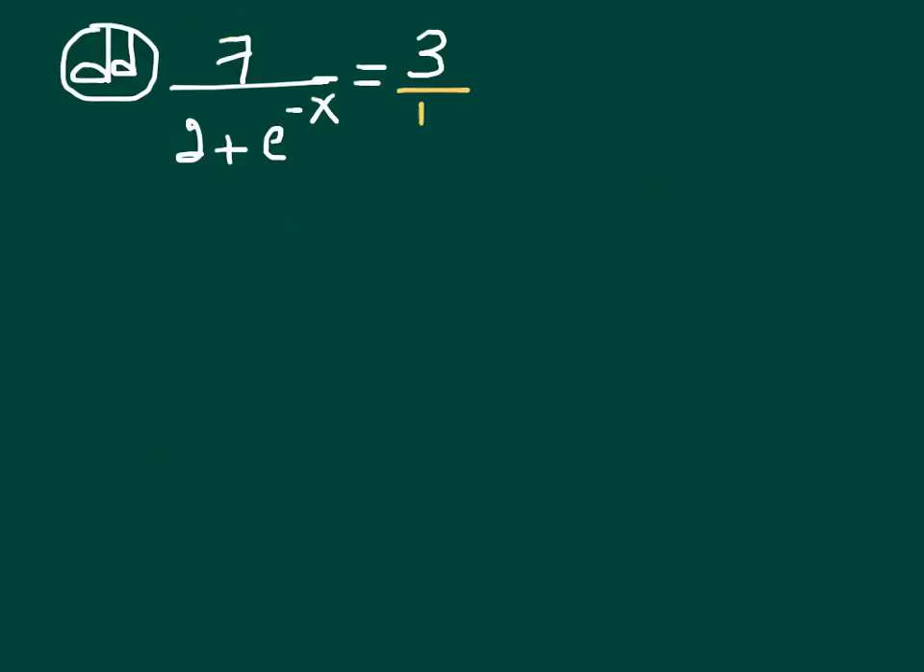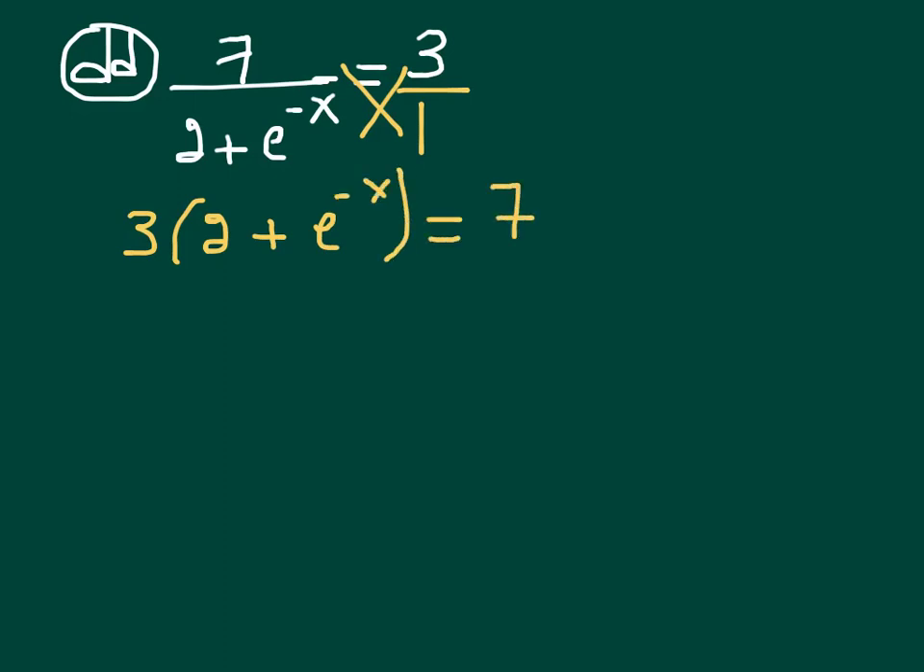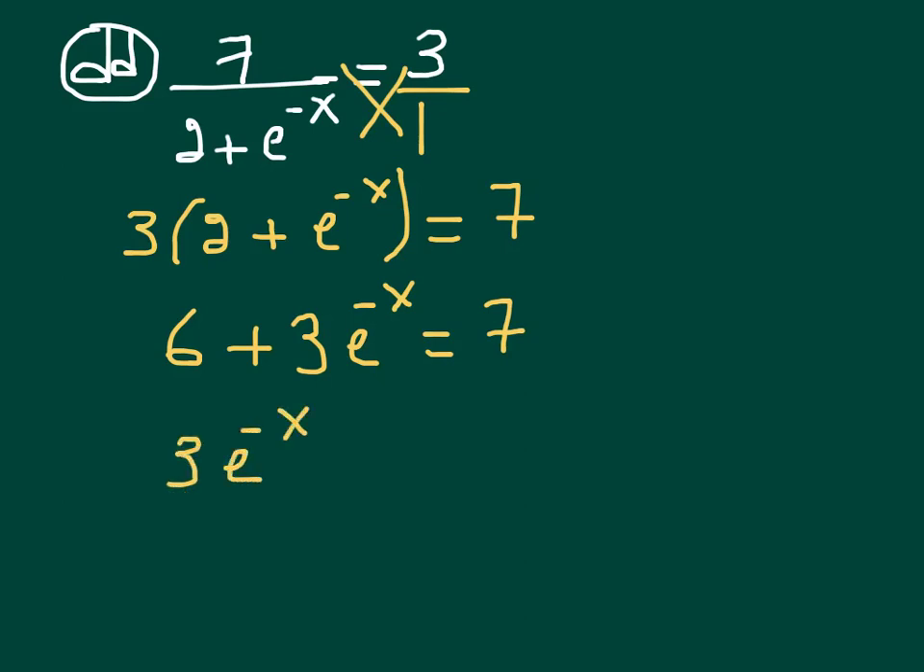I want you to put 3 over 1, and I need you to cross multiply. That will give us 3 times the quantity 2 plus e to the negative x is equal to 7. Distributing the 3 will be 6 plus 3e to the negative x is equal to 7. Isolating the exponent, 3e to the negative x, subtracting 6 will give you a 1. And then dividing by 3, e to the negative x is equal to 1/3.